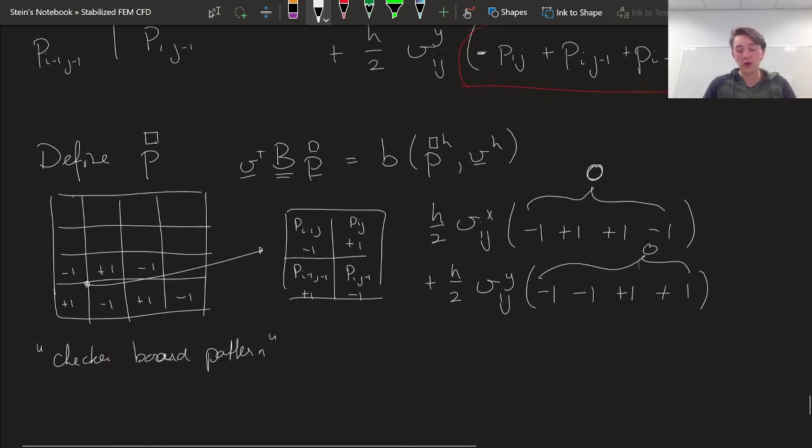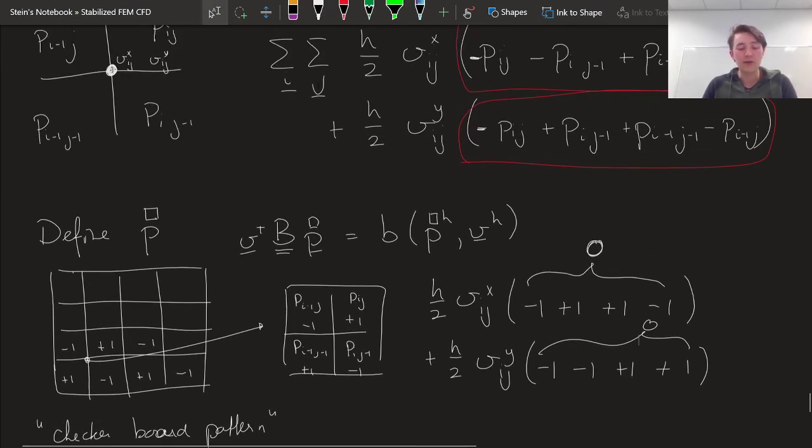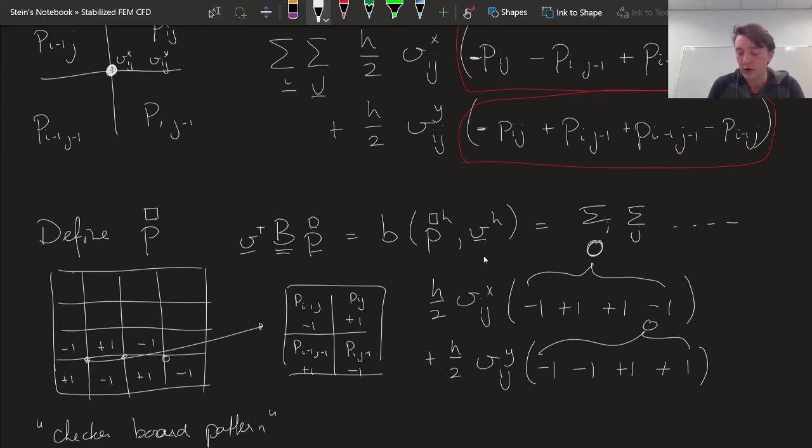Yeah, so what this is showing is that if I work out all these sums over all these nodes, then irrespective of what my test function on V is going to be, irrespective of these degrees of freedom, this integral, which is the sum over i of the sum over j of these two expressions, is always going to be 0.